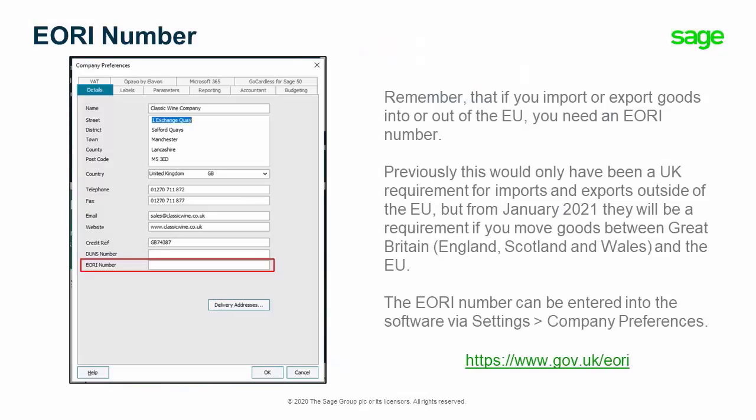We talked about the need for an EORI number earlier. Remember that if you import or export goods into or out of the EU, you need an EORI number. Previously, this would have only been a UK requirement for imports and exports outside of the EU, but from January 2021, there'll be a requirement if you move goods between Great Britain, so England, Scotland and Wales, and the EU. The EORI number can be entered into the software via Settings, then Company Preferences. Also remember that link to get an EORI number if you need one, gov.uk/EORI.